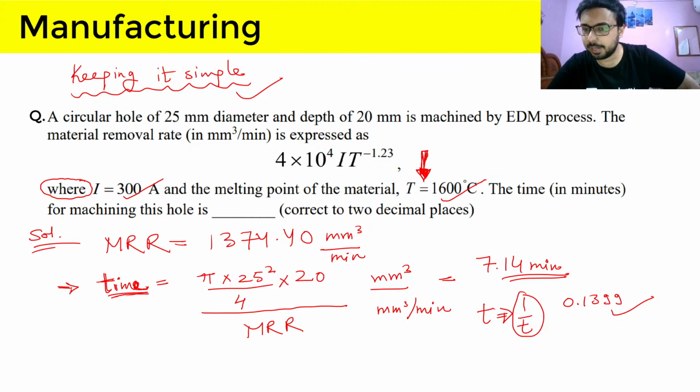I calculated 1 by t, and as you can see, the answer is asked in minutes because it is 7.14, which is easily better written in minutes this time. But if the answer is 0.1399, then the question would have asked the answer in seconds. So I think you should just notice this.